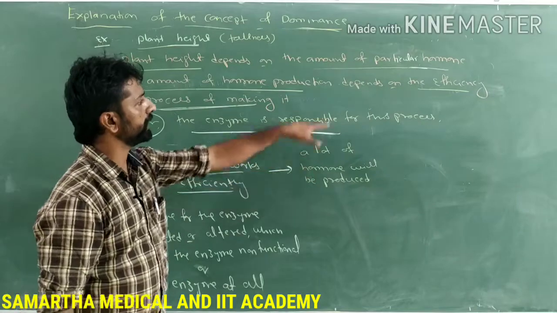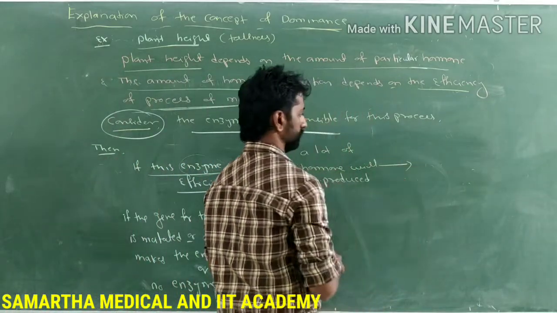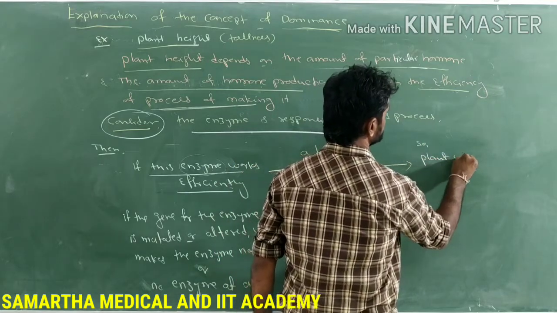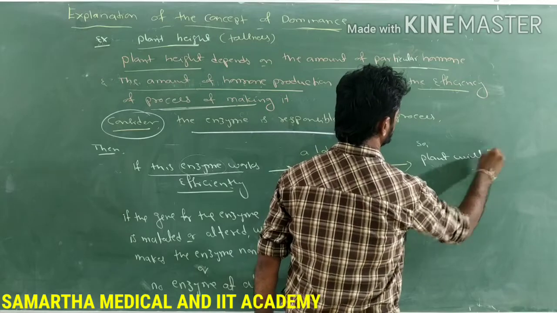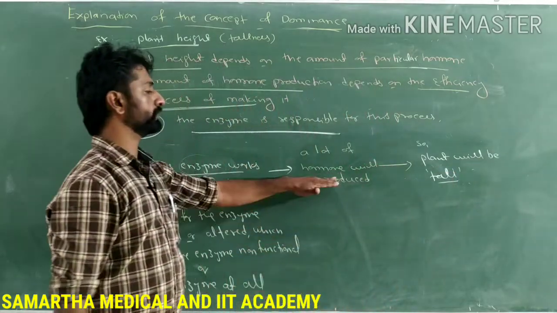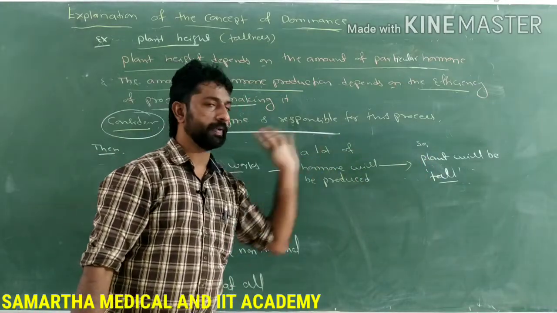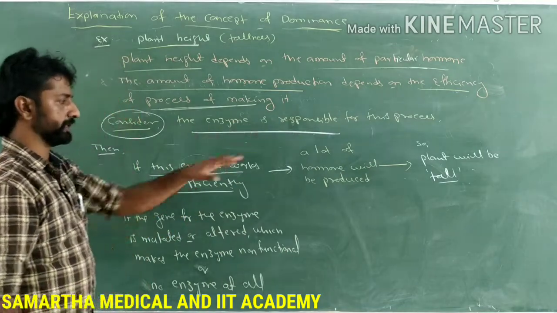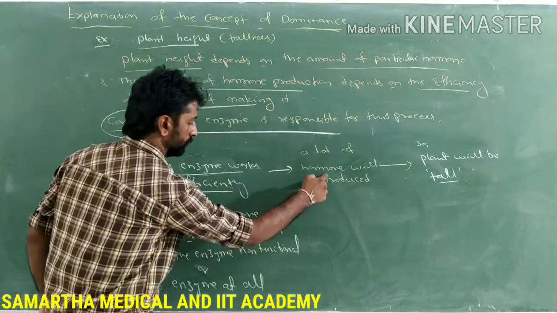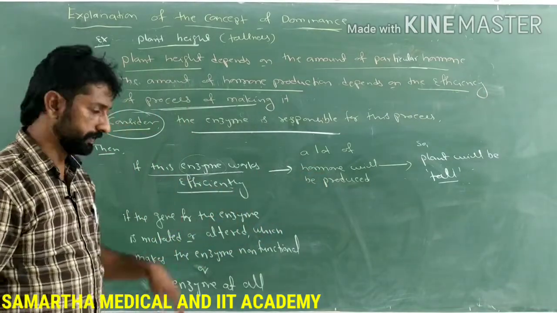When the plant hormone is produced in more quantity, such plant will be tall in nature. Why? Because the hormone which is responsible for the height of the plant is more, so the plant will be tall. This is possible when the enzyme which is responsible for the make out of that hormone is very efficient. Let's see the other possibilities.